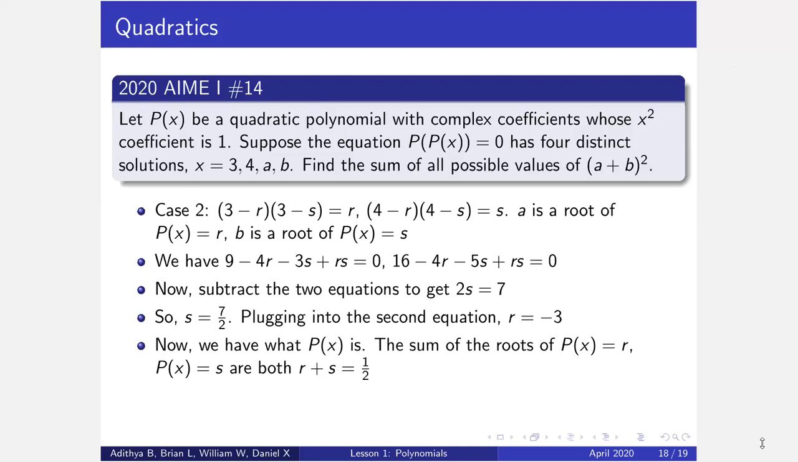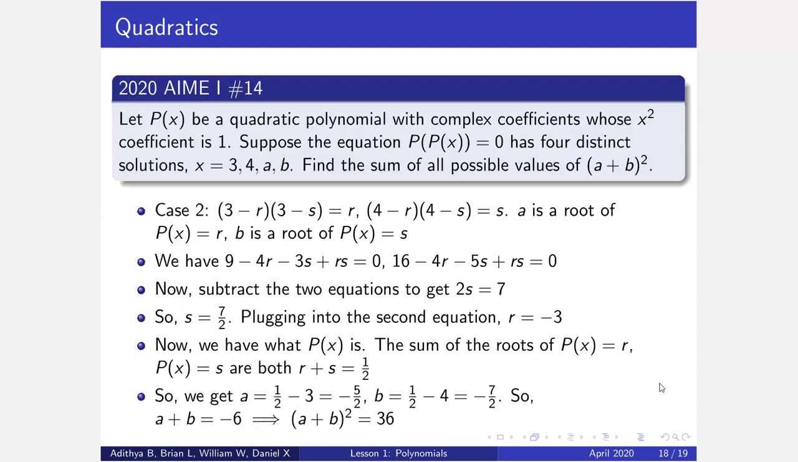So that means that in this case, a plus b has to be equal to negative 6, and the only possible value for a plus b squared in this case is 36. So now there are only 2 possible values for a plus b squared, 49 and 36. And when we add them, we get the answer of 85.